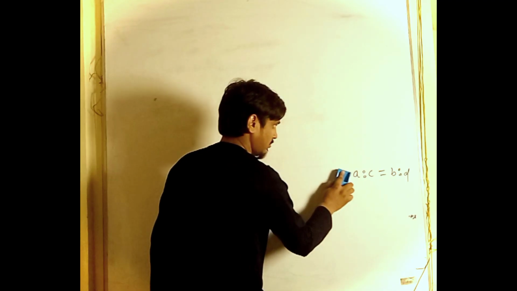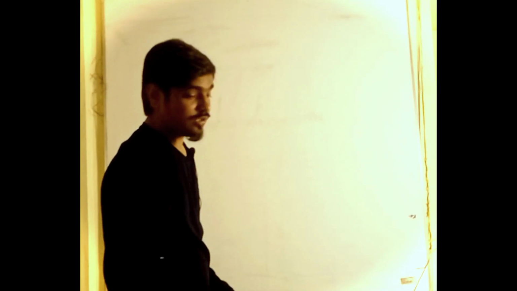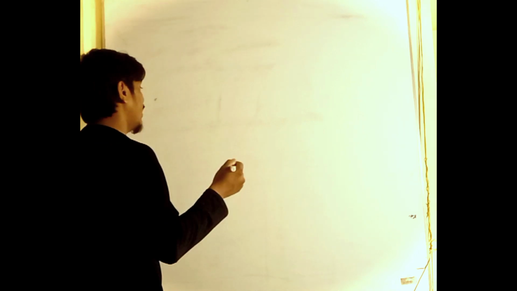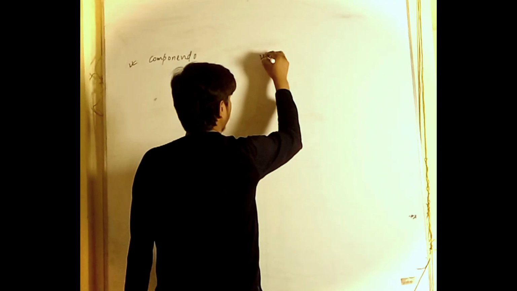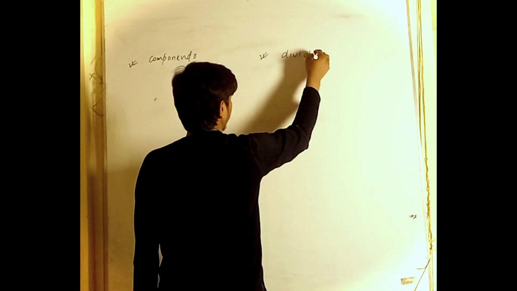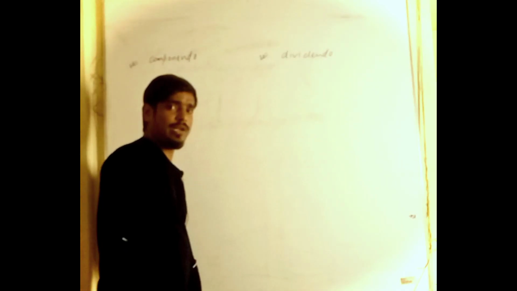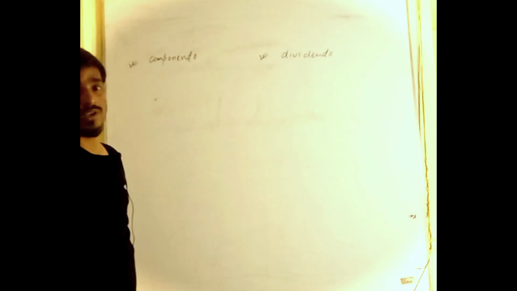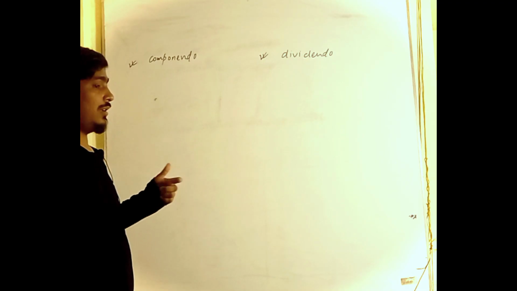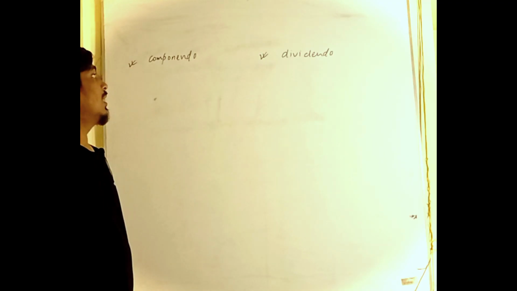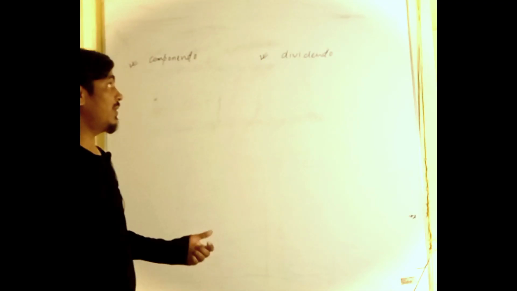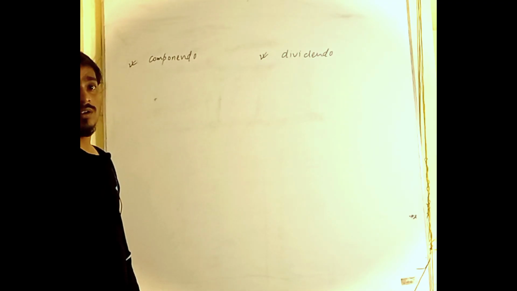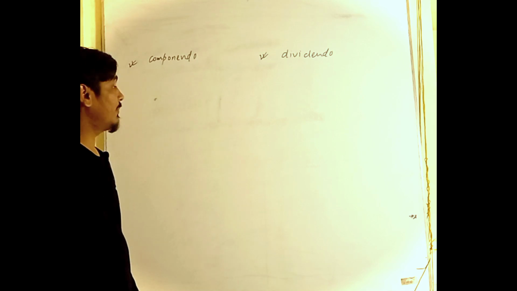Now let's talk about a very useful property: we have componendo, and we have another property that is dividendo. This is the very famous property, componendo and dividendo. Mostly we use it in trigonometry as well as in simplifying some typical equations which are unable to be solved in the formal way, using transposition and the rest of the things.